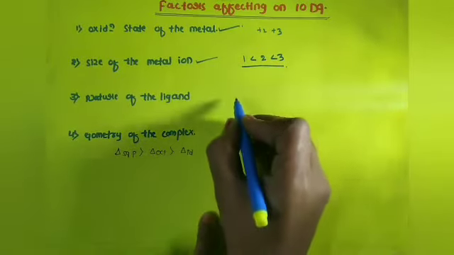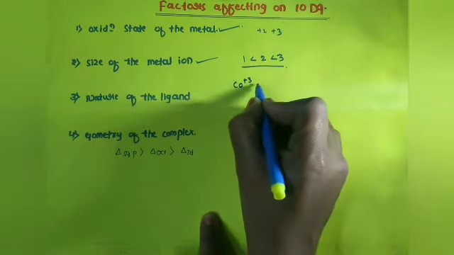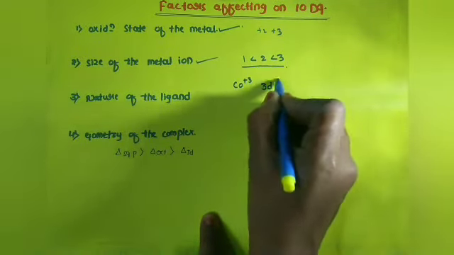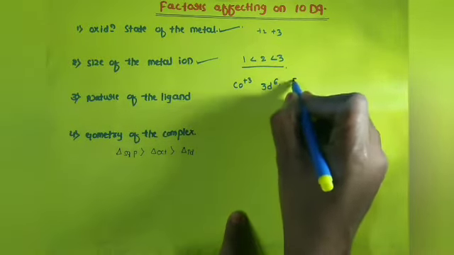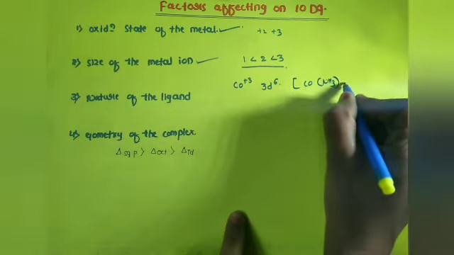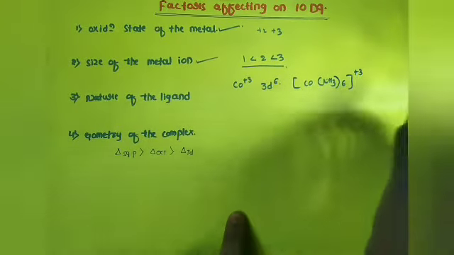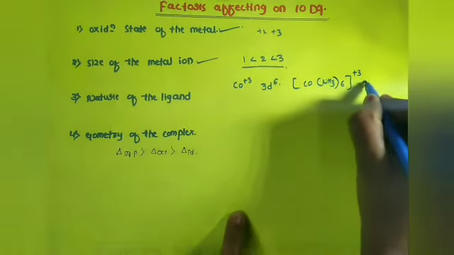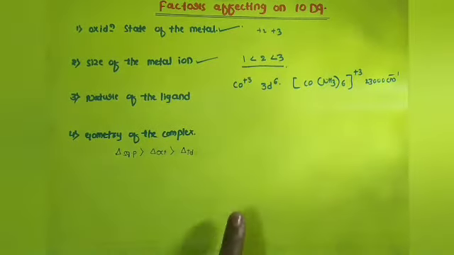Okay, so now here I am taking one example. This is about cobalt plus 3. It is in 3d6 electronic configuration. Okay, it is present in the case of a complex. I am taking here the hexaammine cobalt(III) complex. At that time its CFSE value is 23,000 per centimeter.